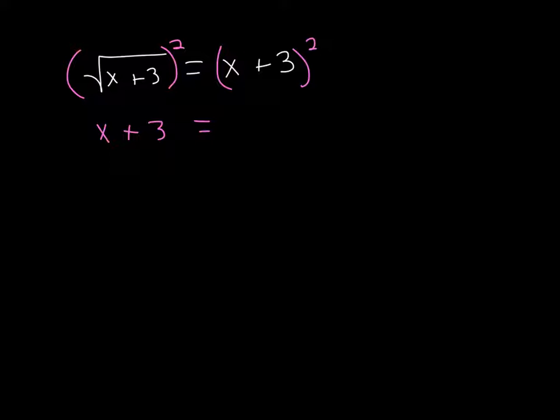On the right, we have to square the binomial. So remember, to square a binomial, we square the first term, multiply them together times 2. So that would be 6x plus 3 squared, which is 9.